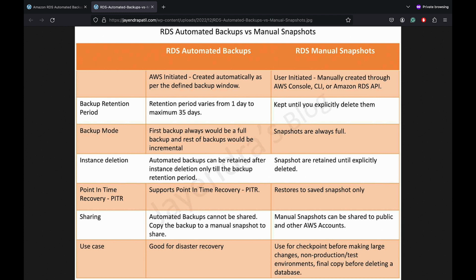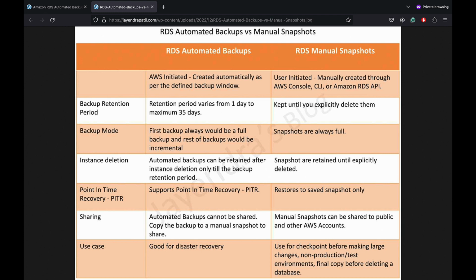RDS automated backups are deleted when the DB instance is deleted. However, RDS can now be configured to retain the automated backups on RDS instance deletion. These backups would still be retained only till their backup retention window. RDS snapshots don't expire, and RDS keeps all manual DB snapshots until explicitly deleted, and they aren't subject to the backup retention period.